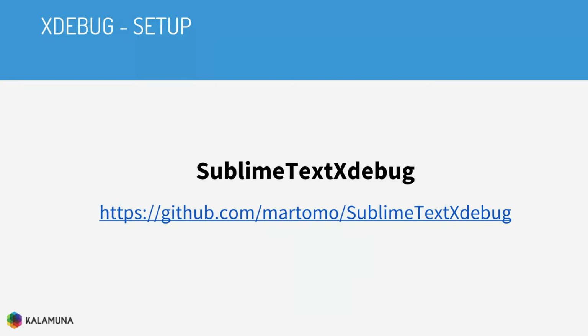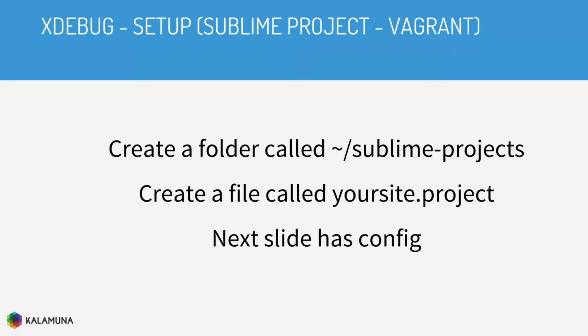And then if you're using Sublime, grab this. It works with Sublime 2 or 3, and it's basically how Sublime hooks into Xdebug. And then you need to create a project, and basically the way I do it is I name a site by the project name or whatever the repo's name is, .project.